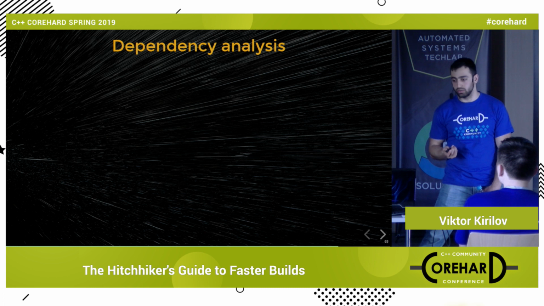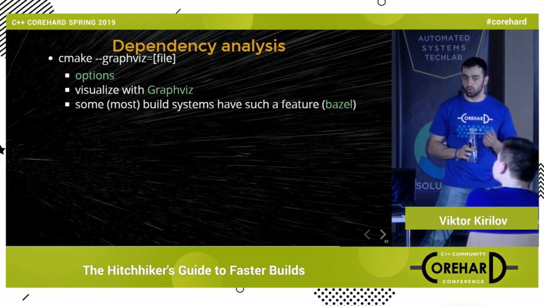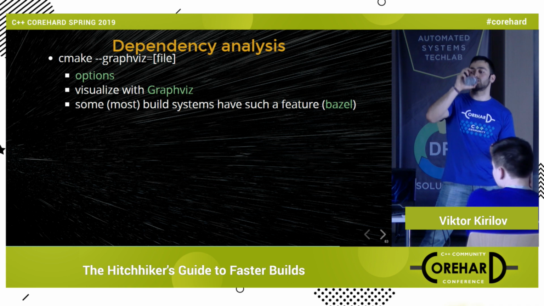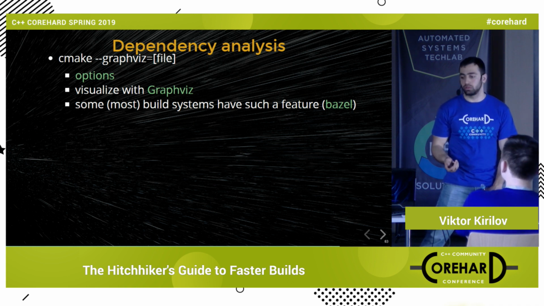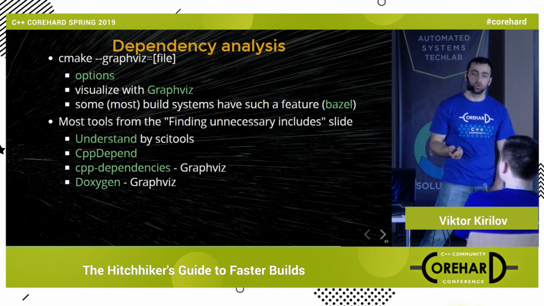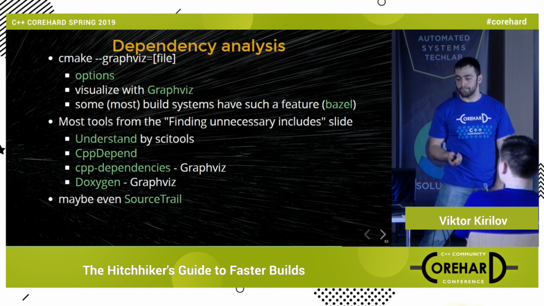Dependency analysis of the physical design. We could make CMake output a GraphViz file, which we could later feed to GraphViz to generate a visualization of the graph of the dependencies. Also, most build systems support outputting such a graph. And most of the tools from one of the earlier slides for finding unnecessary includes also support outputting a GraphViz file.